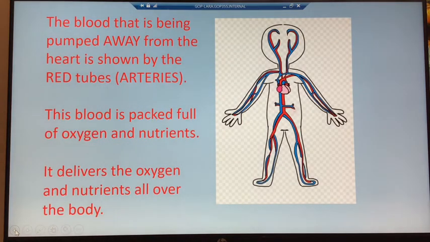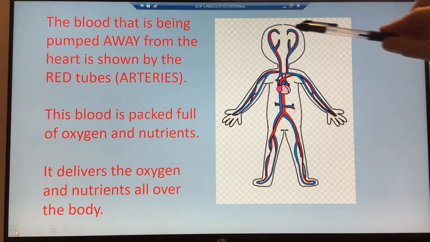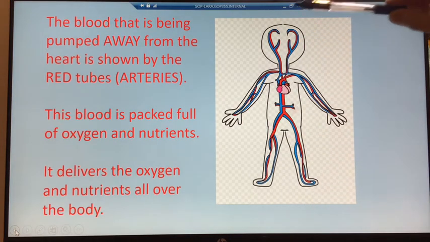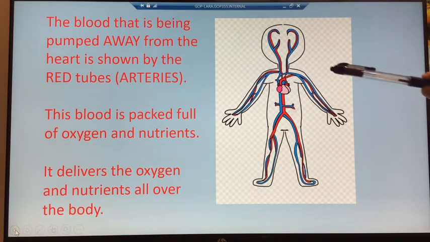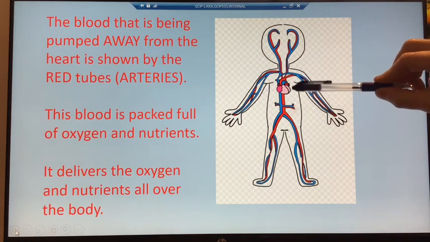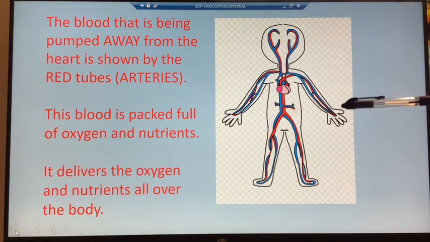Let's have a look at this in a bit more detail. So here's a really simplified picture of our circulatory system. We've taken out the lungs for the time being. We've got a heart and we've got our blood vessels. We've got the red arteries and we've got the blue veins. And we're now going to explain why they are different colours.